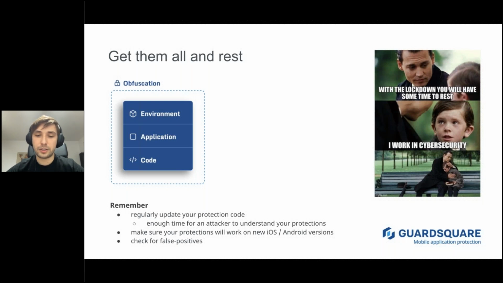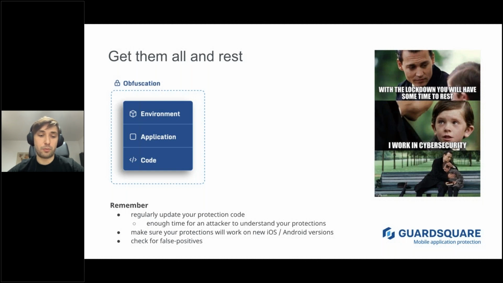So it's quite good to use build time solutions, because then you can just change the whole code at once during the build time. Also, you should make sure that your protections will work on new iOS and Android versions, because right now your protection may work, but if there is a new version, let's say iOS 15, and then your protection doesn't work, then an attacker can just leverage it and try to hack your app.